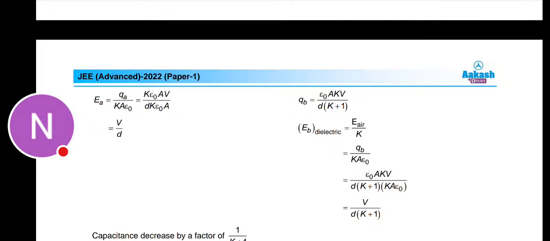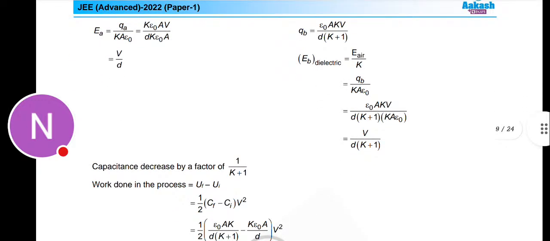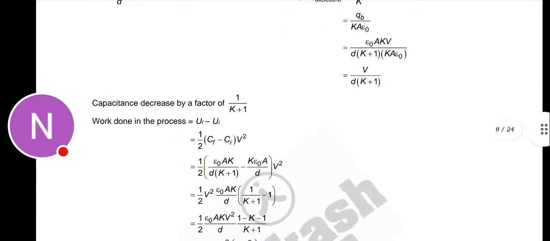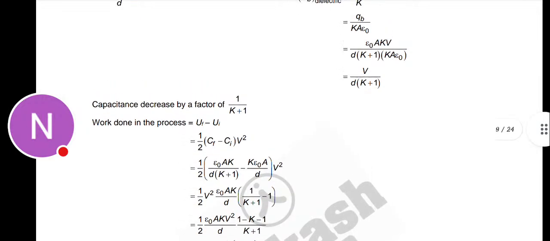EB, the electric field in the dielectric, is equal to E air by K. Therefore it is equal to QB by K A epsilon naught. Therefore it is equal to epsilon naught A K V by d (K plus 1) into K A epsilon naught, which is equal to V by d (K plus 1), the value we get from figure B.